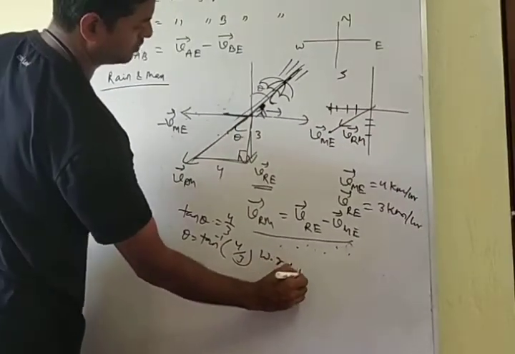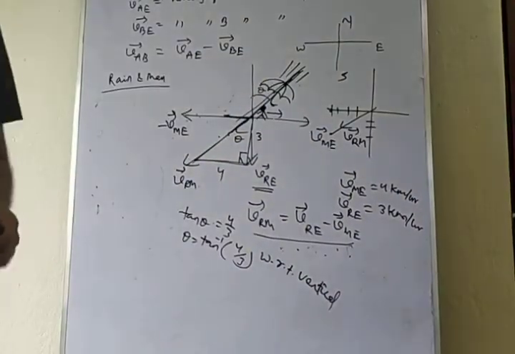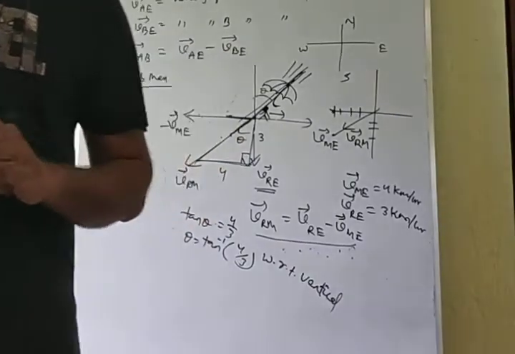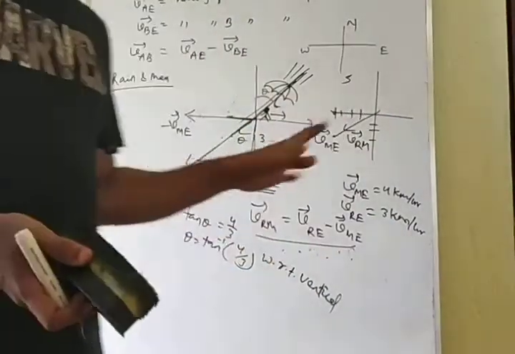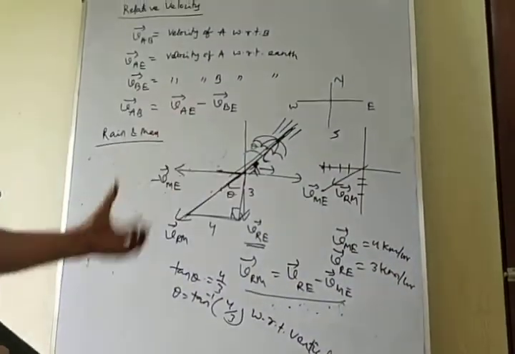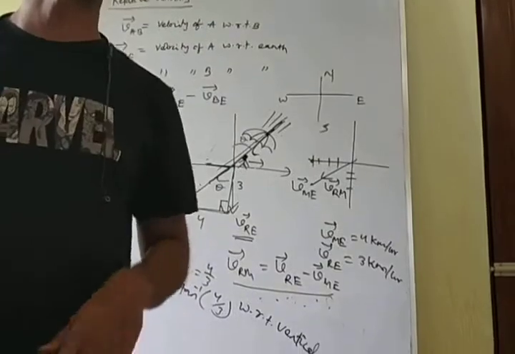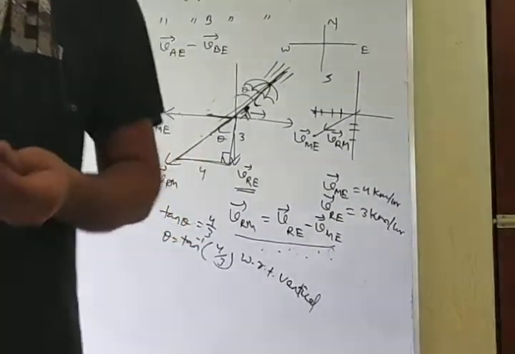With respect to vertical. So this is all about relative velocity, rain and man. Hope you are clear. After this, I think this is the last part of motion in 1D. Okay, we cannot say this is motion in 1D. Actually, I am introducing the motion in 2D concept here. In my next video, I will discuss projectile motion and river boat, which is very complicated and important also. Thank you.